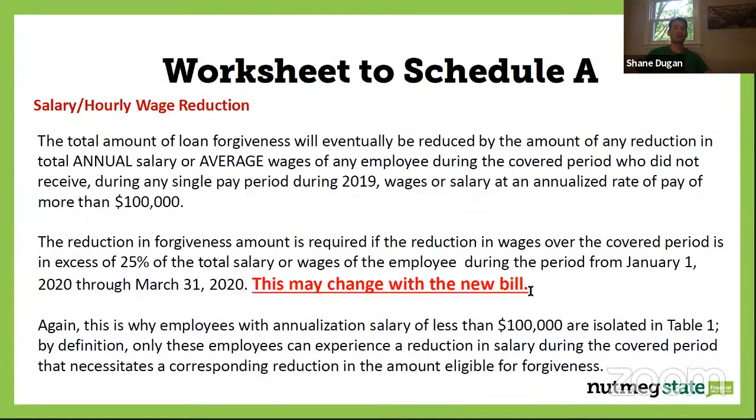And what that means is basically you can reduce somebody's wages by up to 40% potentially in that case and still qualify for full forgiveness in that aspect. And again, everything on table 1 and table 2 is an annualized salary. Table 1 being $100,000 in that section, and then table 2 being over $100,000 for those individuals. Okay.